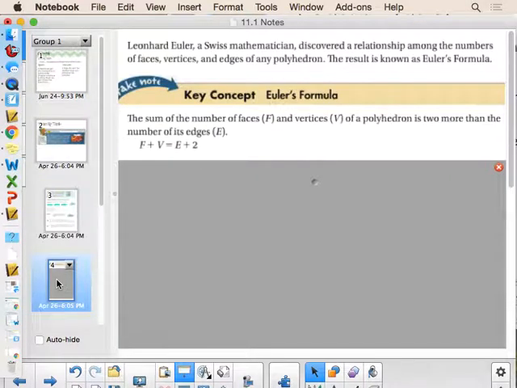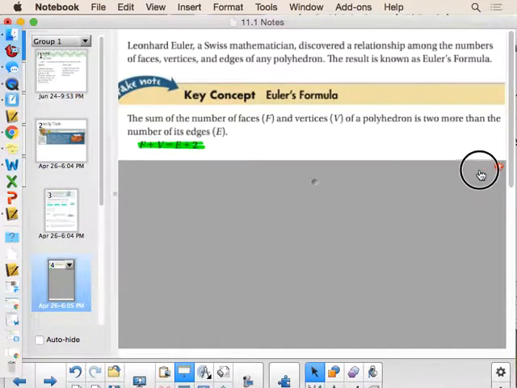So a new concept that I'm not sure if you learned about in middle school is called Euler's formula. Euler's formula says that the sum of the number of faces and vertices of a polyhedron is 2 more than the number of its edges. So this is my big idea that I need to use: faces plus vertices equals edges plus 2.